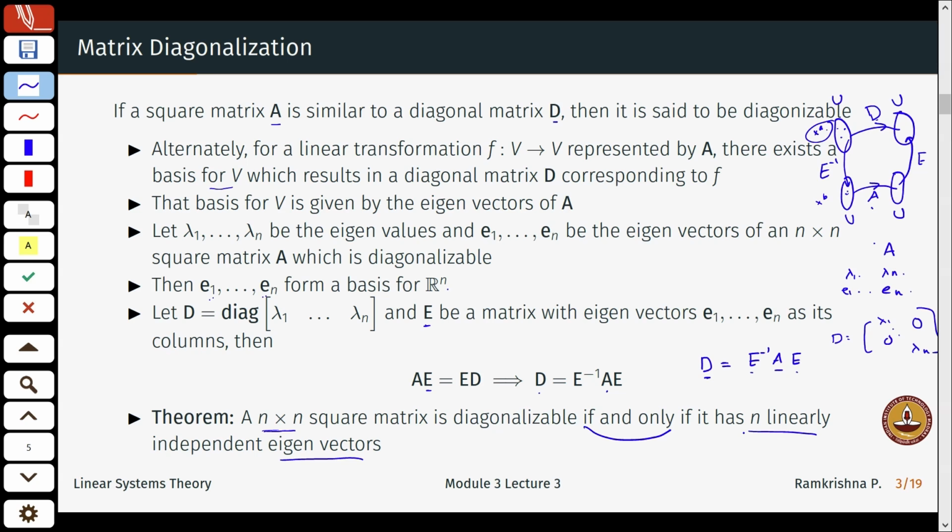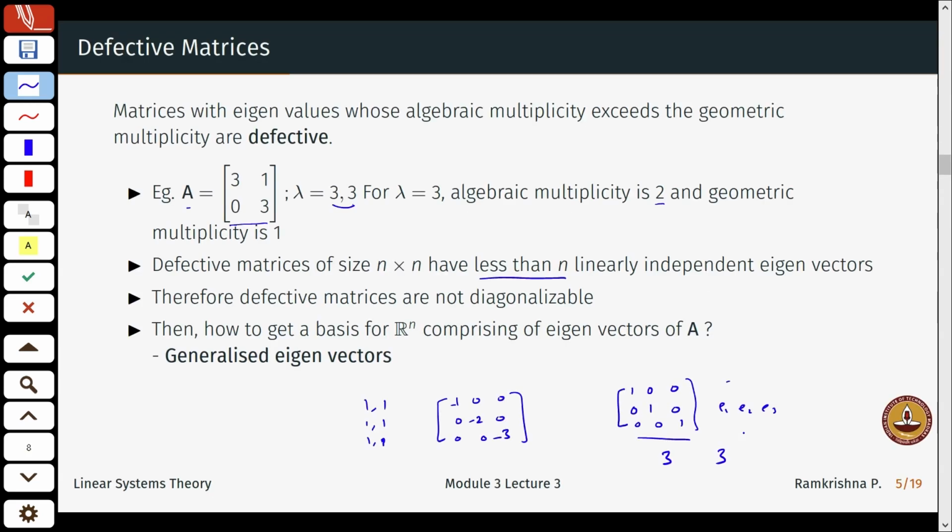Okay. Now, what do I do with matrices which, say for example, have n minus 1 independent vectors? These are called defective matrices, and therefore they are not diagonalizable in the standard way. So, we need to find a way around this. Is there something that I can do here, right? So, to get a basis we use what are called generalized eigenvectors.